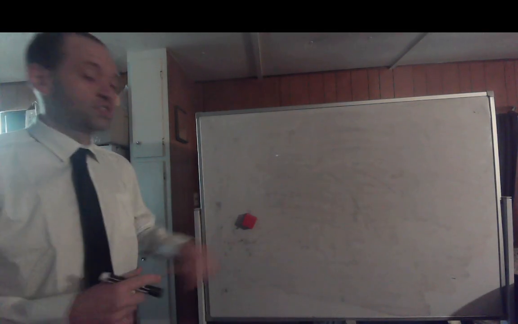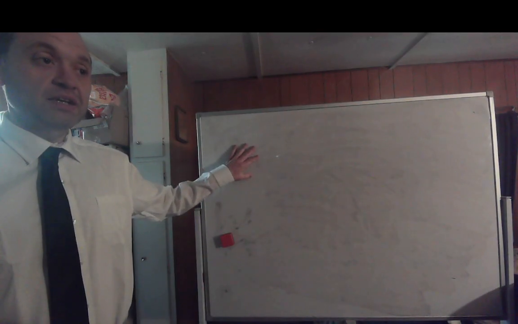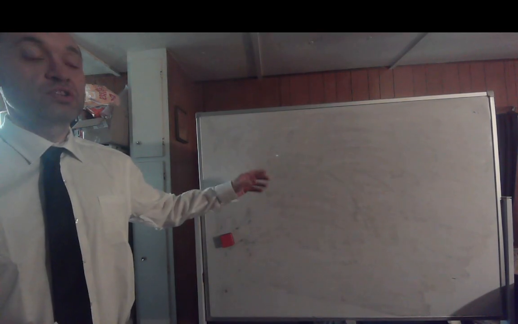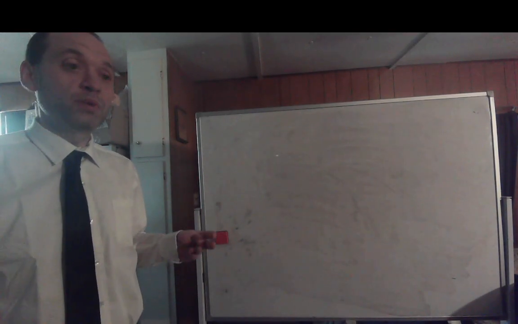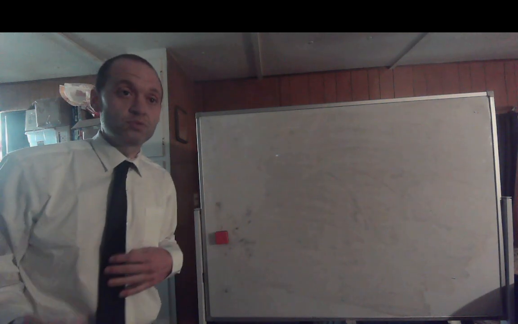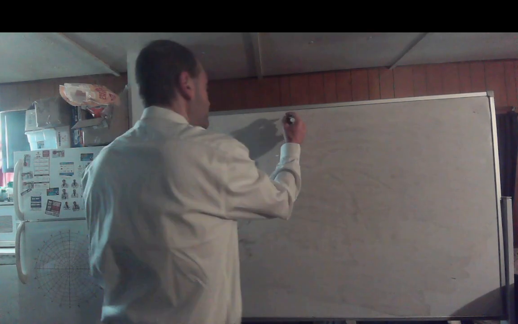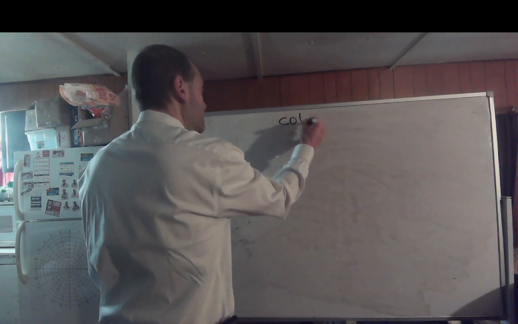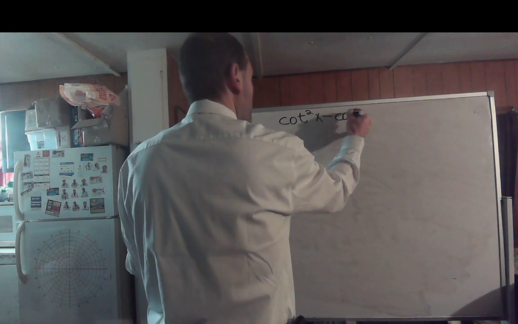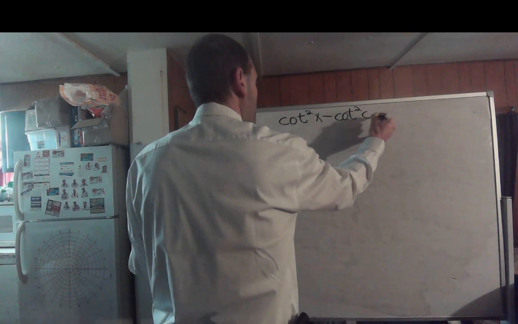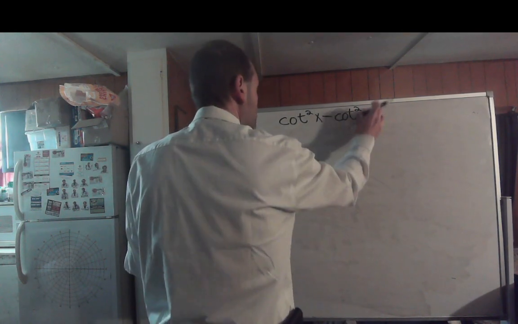So that was the starting basic simplifications. Now we're going to do some simplifications by factoring, which are especially useful when we go to solve trig equations a couple lessons from now. So you have the cotangent squared of x minus the cotangent squared of x cosine squared of x.